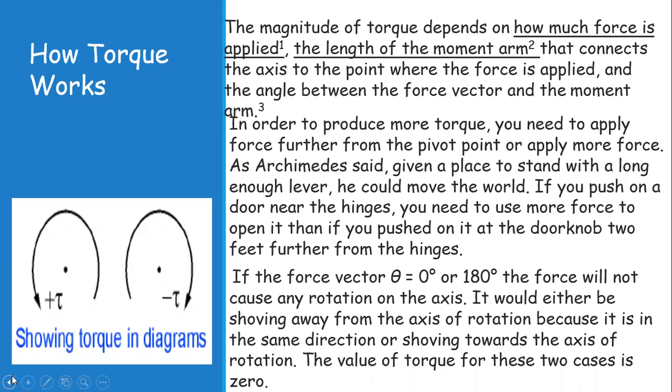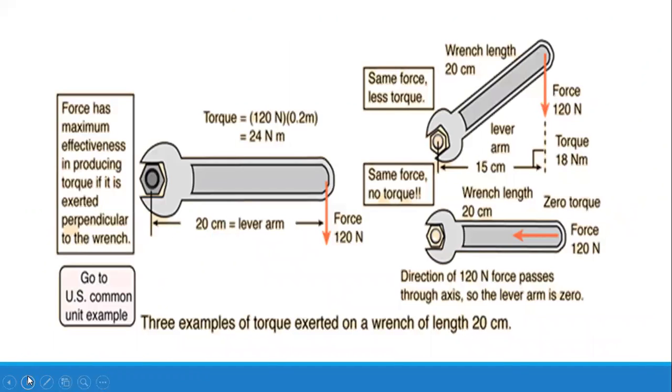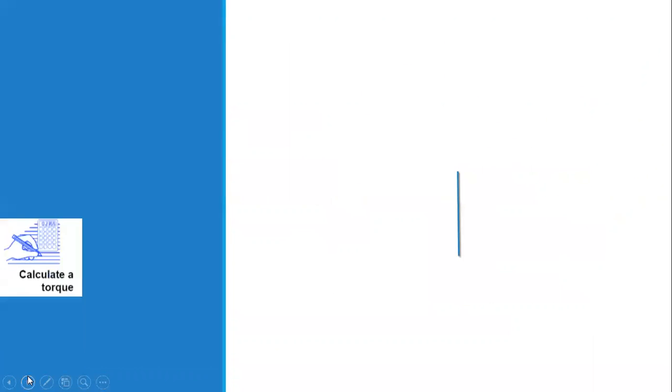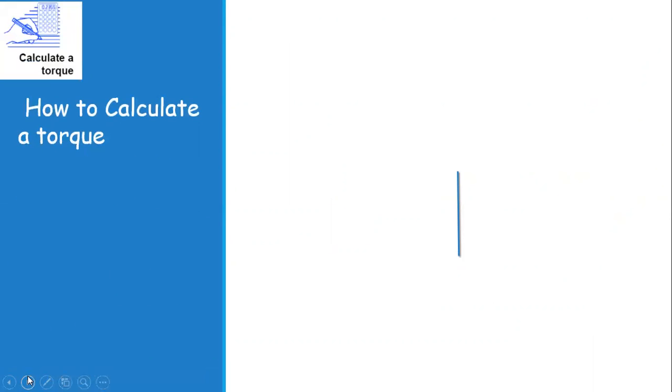And one more thing for you: if you need more torque you need to apply more force, and you have to increase the moment arm. If you are going to open the door from the doorknob, you can easily open the door, but if you move towards the hinge and try to open the door, less torque is produced and more force has to be applied.